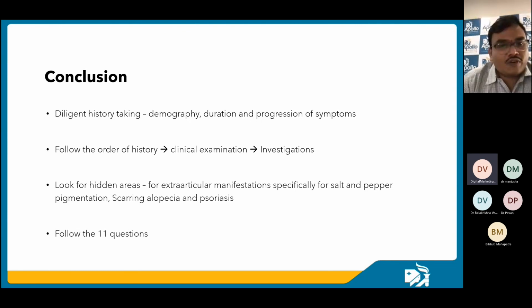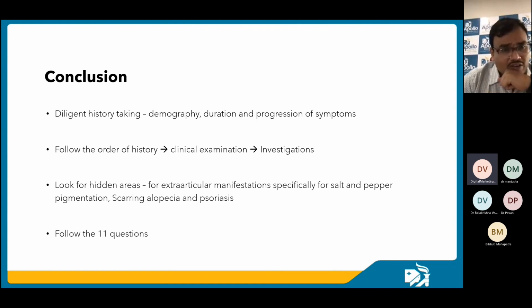And we should always look for hidden areas for extra-articular manifestation, specifically for salt and pepper pigmentation, which can be hidden in the scalp or behind the ears or on the nape of the neck. And for scarring alopecia, the patient has to disclose herself, because females tend to cover these areas. And in case of psoriasis, we have to specifically check behind the ears and in the buttocks and in the lumbar area, which are the hidden areas for psoriasis, where patients may not see, or won't disclose by themselves. We have to probe them and ask for the areas of psoriasis.